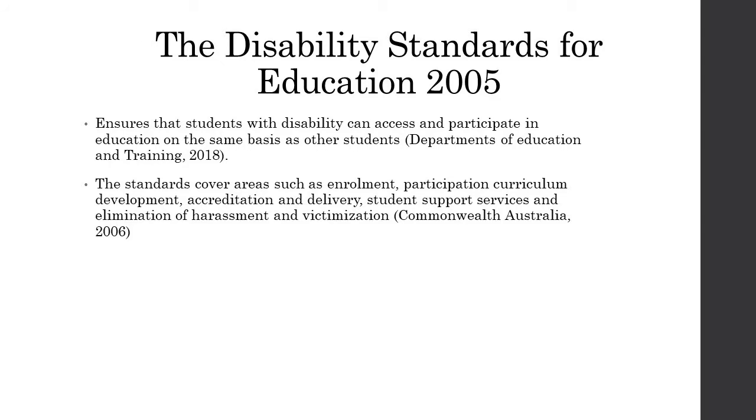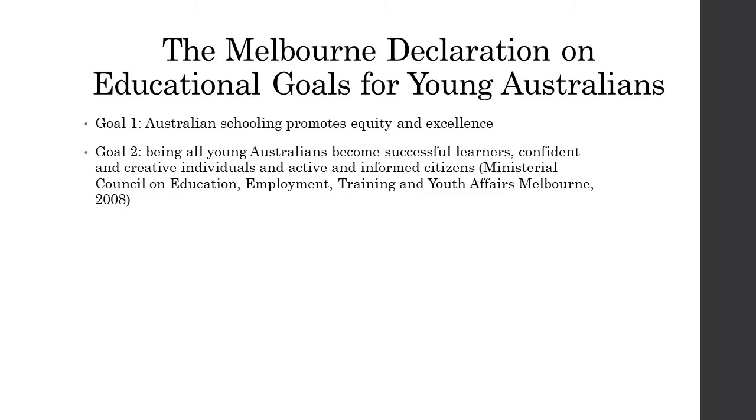and victimisation. The Melbourne Declaration on Educational Goals for Young Australians is another policy which Australia enforces to provide inclusive education. The Declaration outlines two main goals: that Australian schooling promotes equity and excellence, and that all young Australians become successful learners, confident and creative individuals, and active and informed citizens.